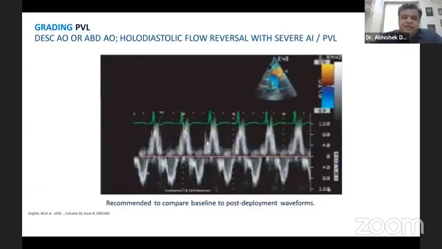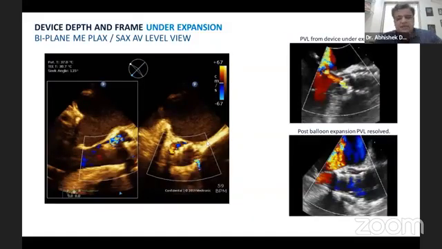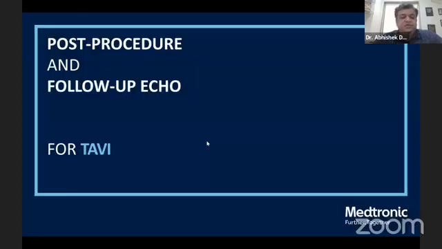Right? Grading of PVL should also be checked by holodiastolic flow reversal, like we check in severe AR. And for device depth and expansion, you can check the under expansion of the valve frame during the TOE or during the transthoracic echo during the procedure. As you can appreciate on my left, there is an under expanded valve right here, and after post dilatation, the whole PVL goes away. So this also helps you know whether post dilatation is going to help or not, because in some cases you are not super confident about doing the post dilatation.